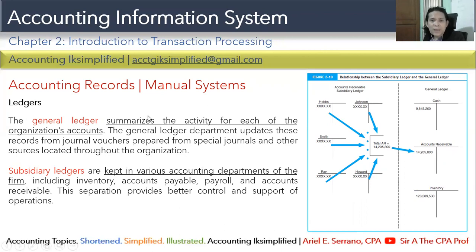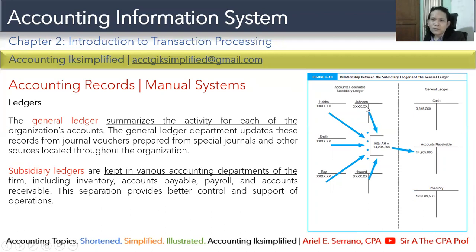The general ledger summarizes the activity for each of the organization's accounts, samantalang yung subsidiary ledger, they are kept in various accounting departments of the firm. Okay? For proper control and support of operations. Although alam niyo in a computerized environment, because accounting information system, we are dealing with accounting systems. So that, once we have an entry to a specific module, kunwari na lang po meron tayong sales on account, matik na po yan, no?